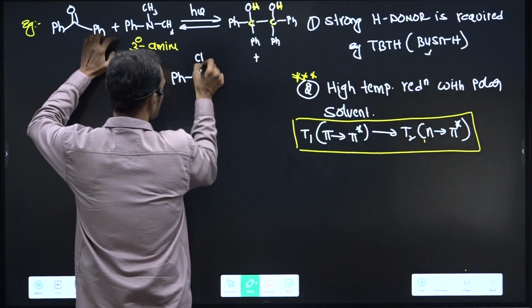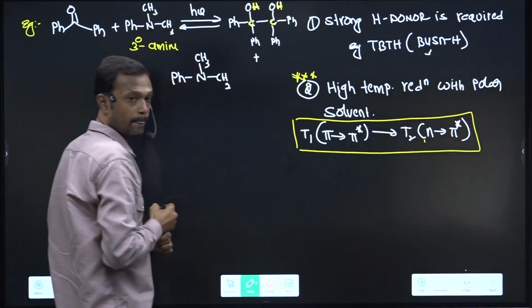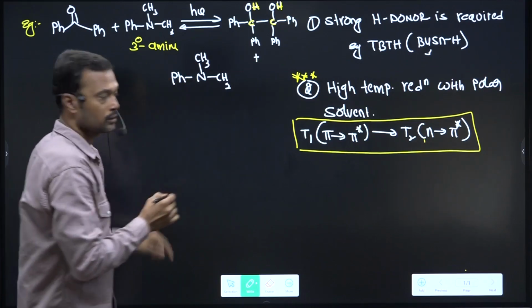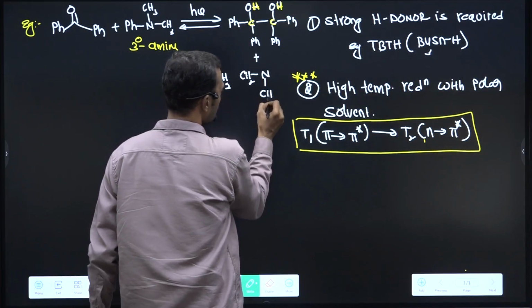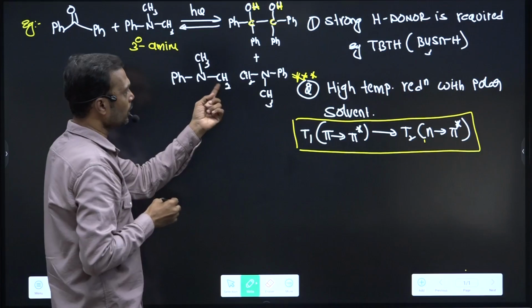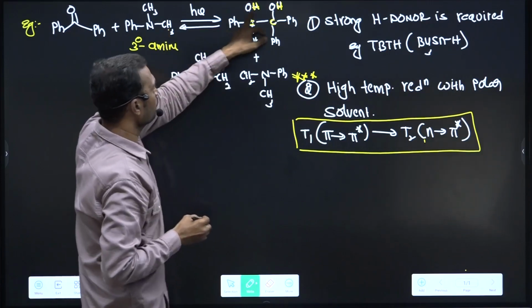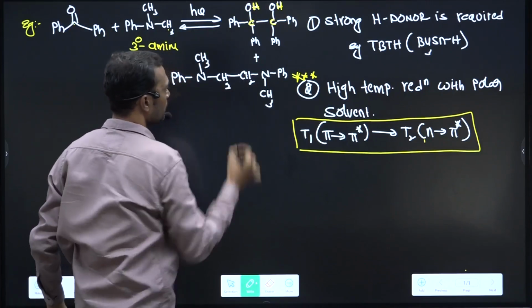Here nitrogen, CH3. Here it is giving one hydrogen, so I am writing CH2. Can I? It is giving one hydrogen or not? Now the second molecule also gives one more hydrogen. Here CH3 and this is Ph. Now these 2 hydrogens are given to this carbonyl, then this carbon-carbon couples together and these 2 bonds are connected.